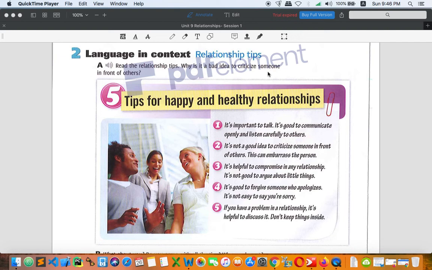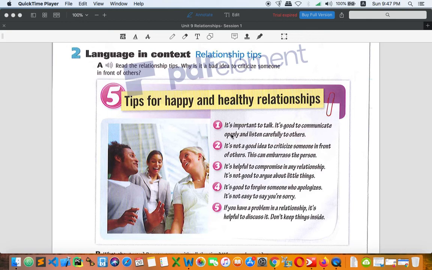Sometimes it is good, I can simply say, because maybe this can remind the person about their own mistake, so later they can adjust, they know how to behave. Okay, so let's go to the 5 tips for happy and healthy relationships.